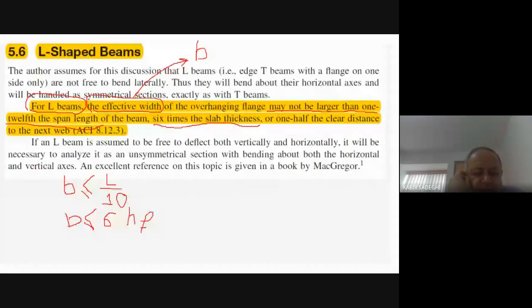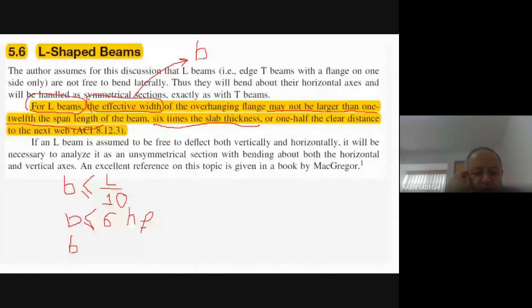And also B should be less than S over 2. If I say a spacing between the beams, it should be less than S over 2. These are the values given. B for us is the minimum value of these three equations or values. What was length?